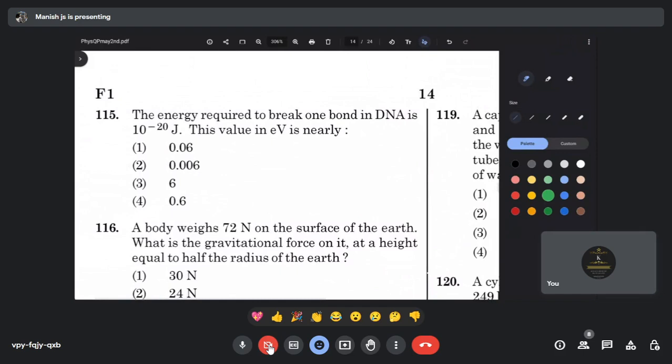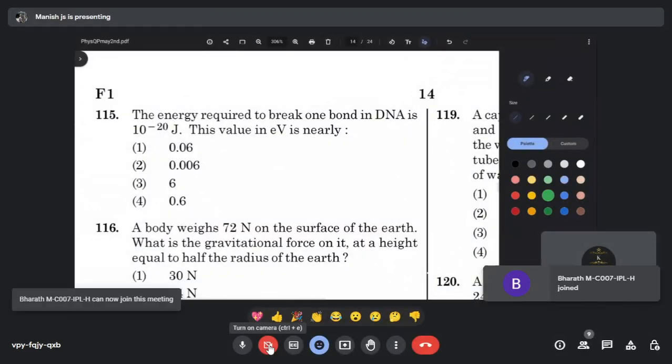The energy required to break one bond in DNA is 10⁻²⁰ joules. Now the value in electron volt, easy question. How would you convert joules to electron volts? 1 electron volt equals 1.6 × 10⁻¹⁹ joules, so you have to express 10⁻²⁰ joules in terms of electron volt. So if you express in electron volt, what is the answer?